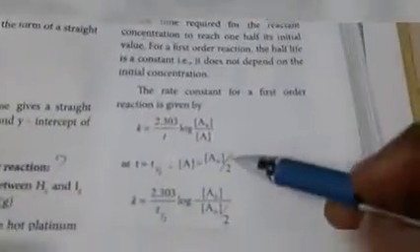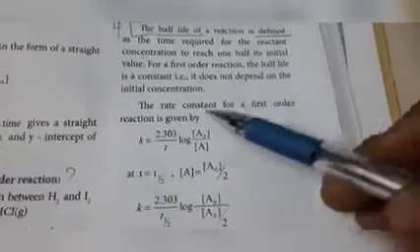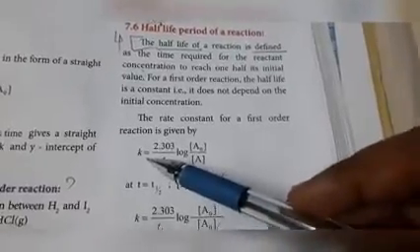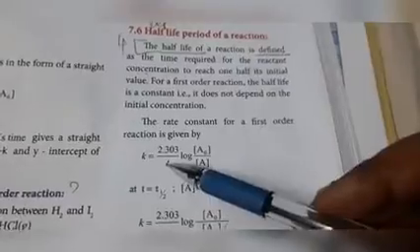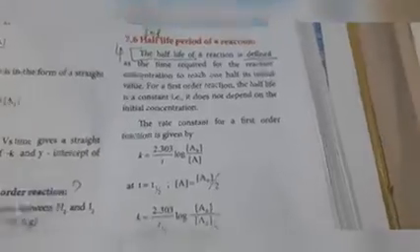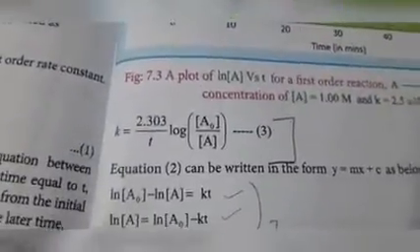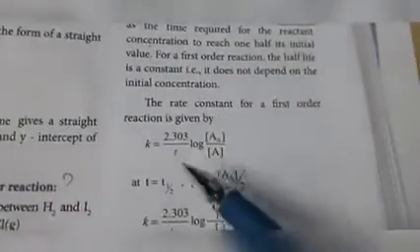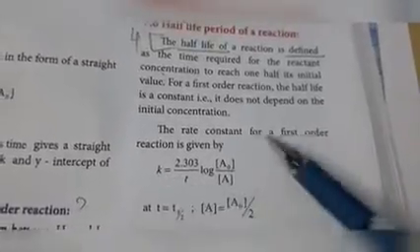For that you have to take the rate constant for first order reaction, that is given by K is equal to 2.303 divided by t log a naught by a. This is the rate constant for first order reaction, which we have studied on page number 213, third equation. K is equal to 2.303 divided by t log a naught by a. So that only is taken here.